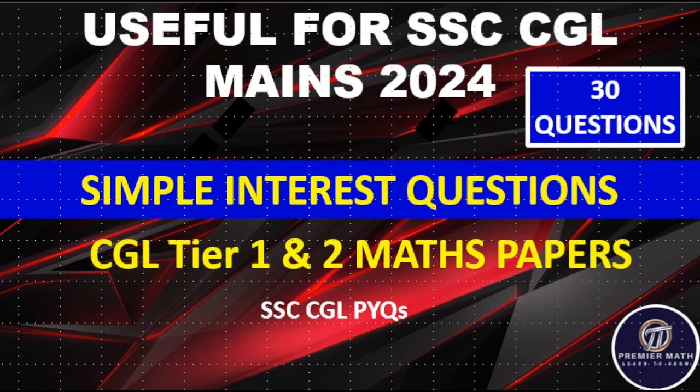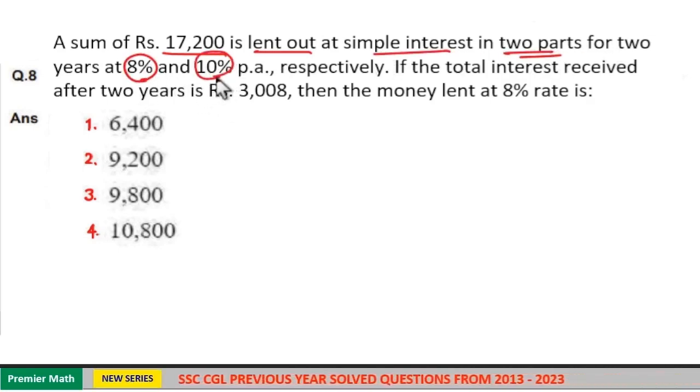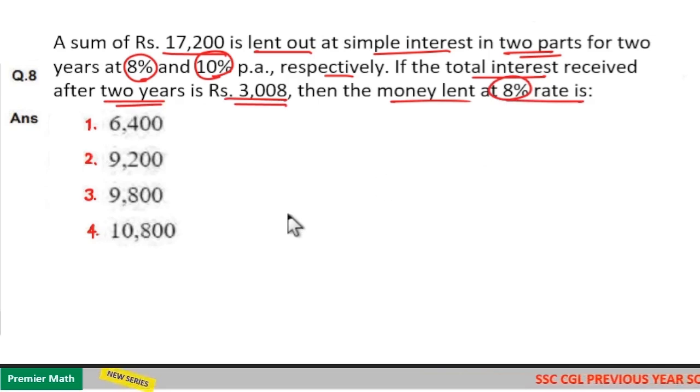Our first question is, a sum of rupees 17,200 is lent out at simple interest in two parts for 2 years at 8% and 10% per annum respectively. If the total interest received after 2 years is rupees 3,008, then money lent at 8% rate is. Here you can solve this question in two methods. First one is alligation method.